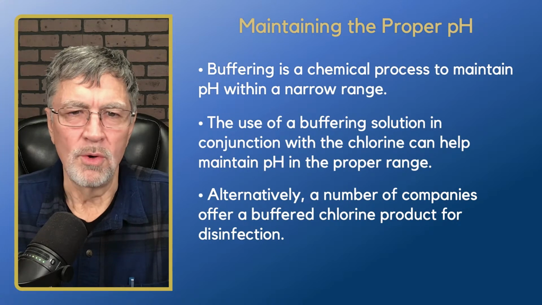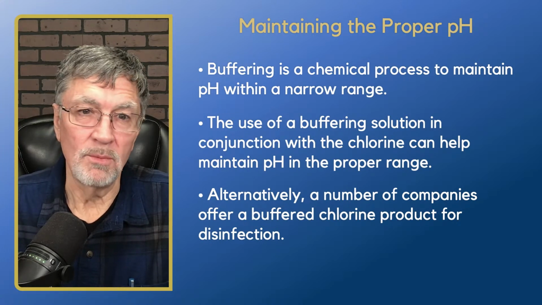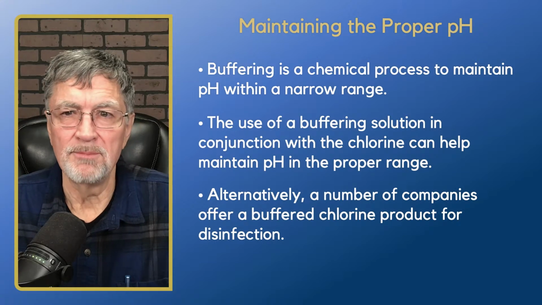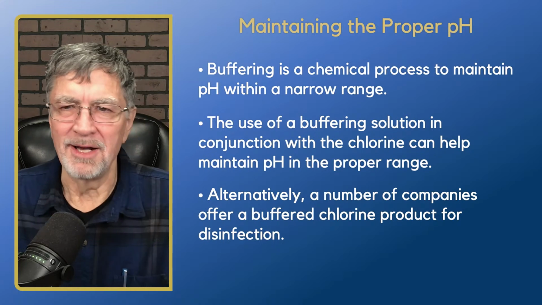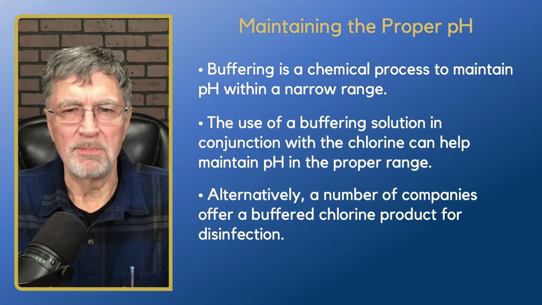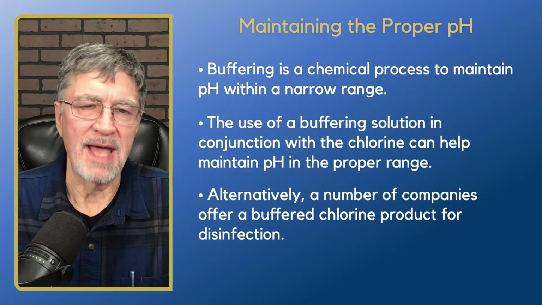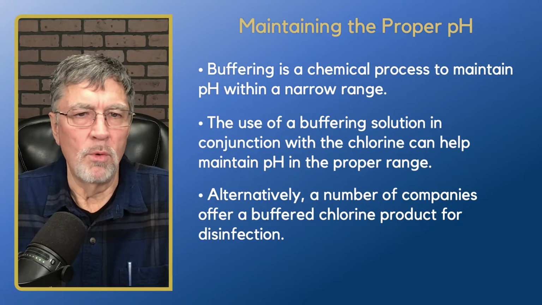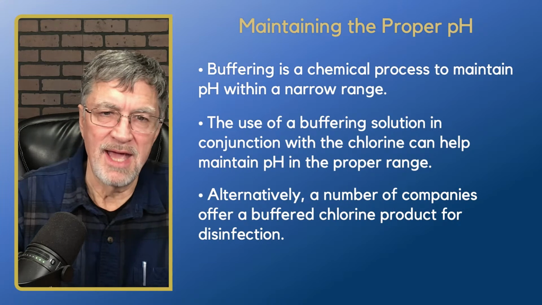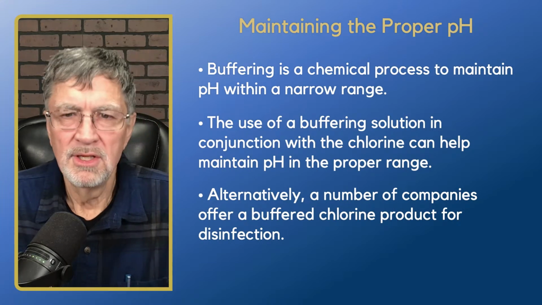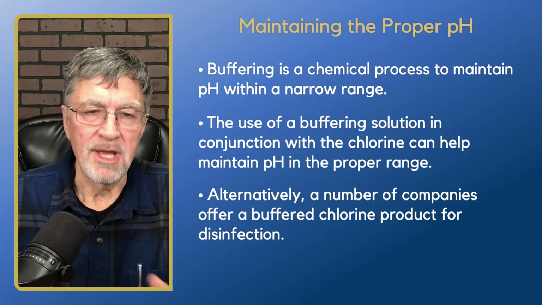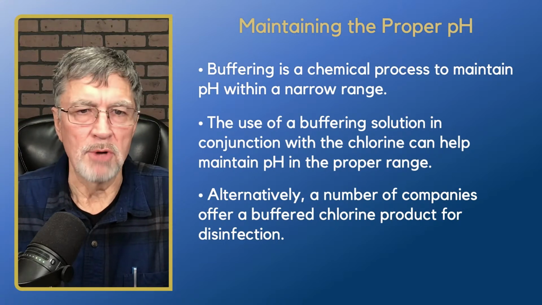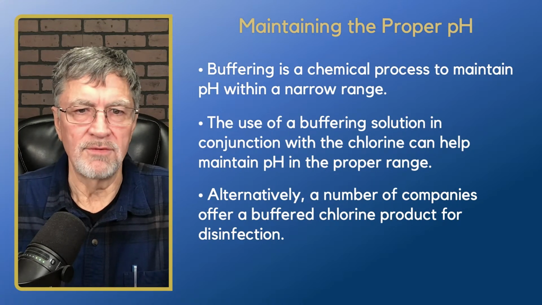And so we actually got some buffering solution. Now, buffering is a chemical process, and we won't go into detail on it, but basically it allows the pH to remain within a narrow range, and that's going to be the optimal range for disinfection. So keeping it in that 6 or below range. So the use of a buffering solution in conjunction with the chlorine will help maintain that pH in the proper range, and will give you effective disinfection.